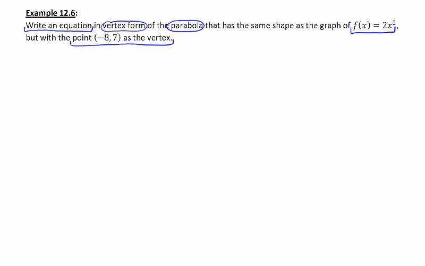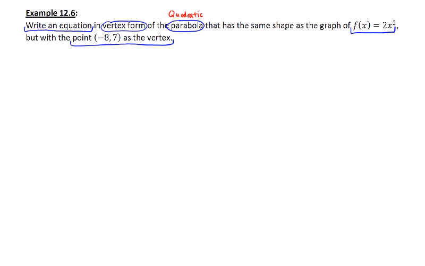We're trying to write an equation. Specifically, we're supposed to be writing an equation in vertex form of a parabola. So when I see the word parabola, I'm going to automatically think that I'm talking about a quadratic or a squaring function. Vertex form right now only applies to a quadratic function, so that's another indication that we must be talking about something quadratic, even though it doesn't actually use the word quadratic in the statement here.